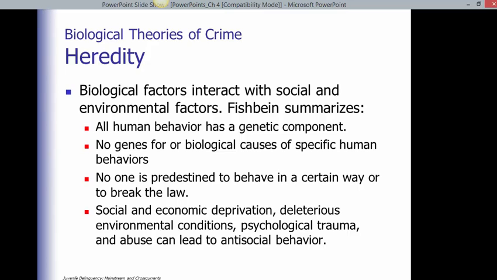Fishbein summarizes this research. All human behavior has a genetic component. There are no genes for, or biological causes of, specific human behaviors. No one is predestined to behave in a certain way or to break the law. And social and economic deprivation, environmental conditions, psychological trauma, and abuse can lead to antisocial behavior.